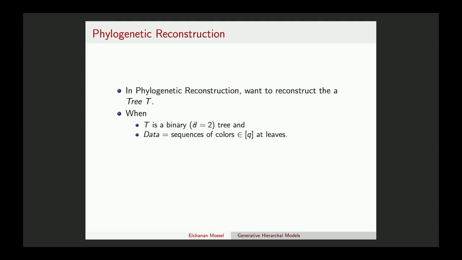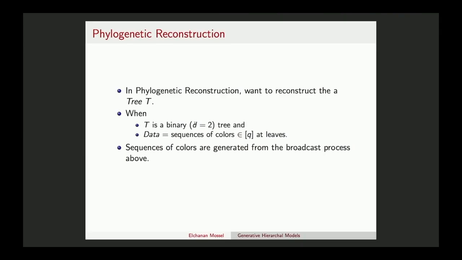What is the data that is used in order to reconstruct the tree? It's going to be a sequence of colors at the leaves. Let me explain what that means. The sequences of colors are obviously DNA sequences or something like that. So each letter, we're going to have a sequence of colors. So letter number 1, if we look at all the nodes of the tree, is going to be generated from the process I described before.